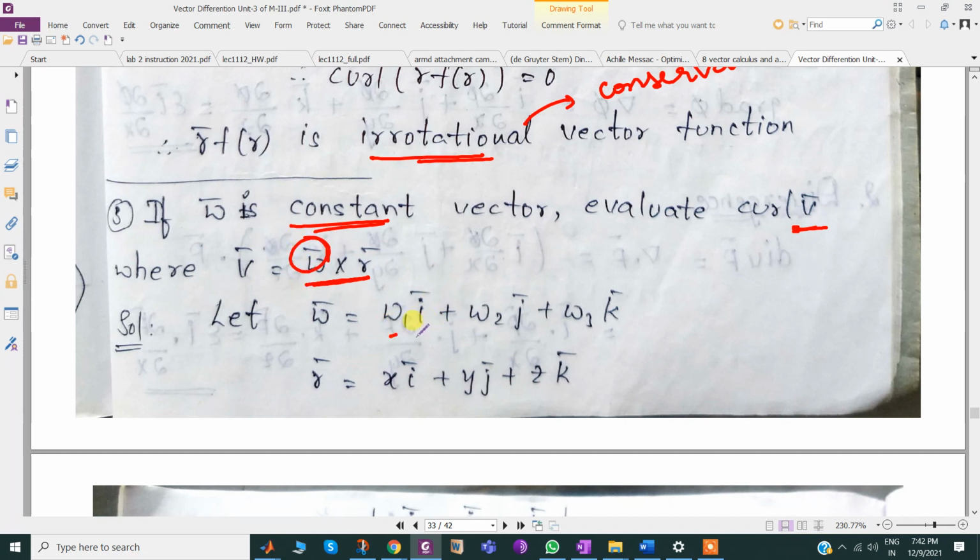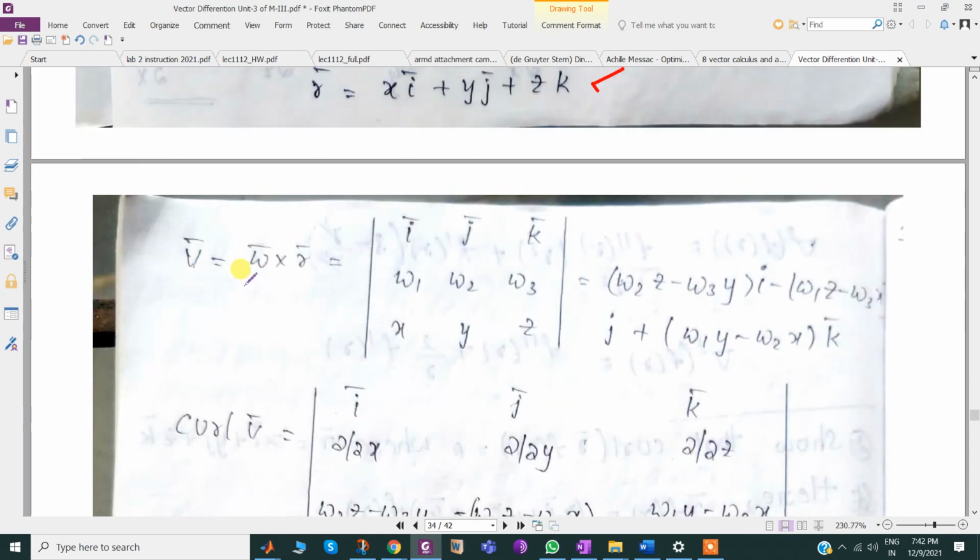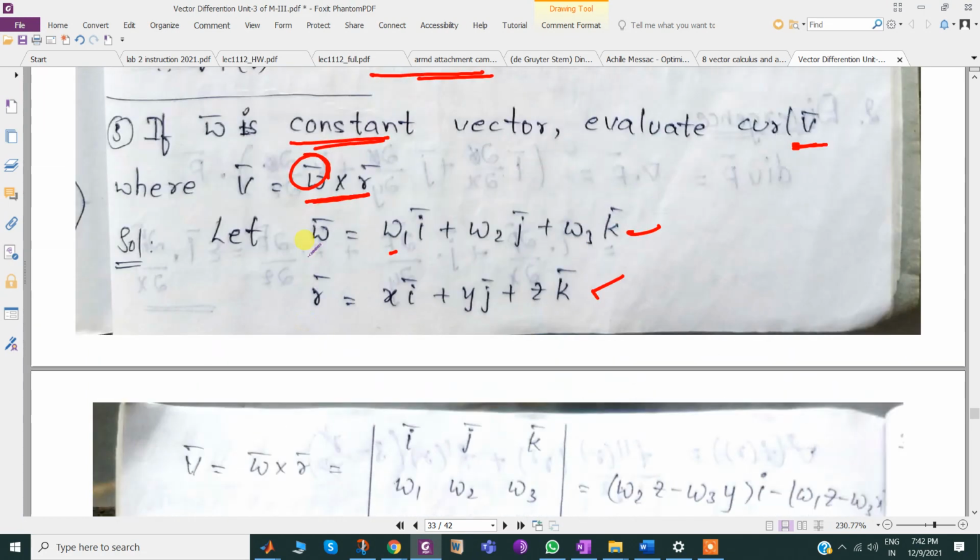So w̄ is considered as w1 i̅ plus w2 j̅ plus w3 k̅. Then r̄ is the standard one. Then v̄ equals w̄ cross r̄. That was given in the problem itself. I have not taken it on my own: curl of v̄, where v̄ equals w̄ cross r̄. That's the reason. First here we are trying to find the v̄ value, then we may apply curl on that.